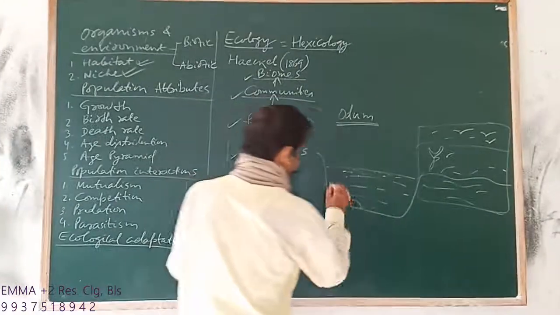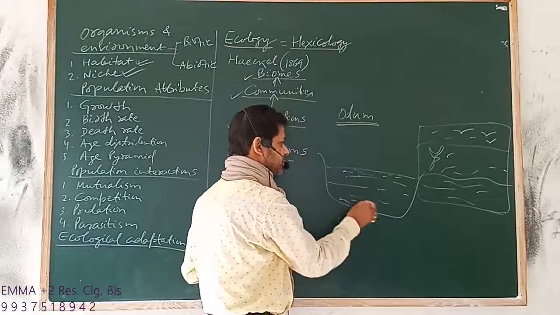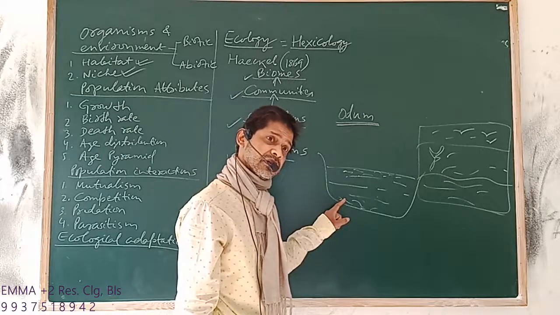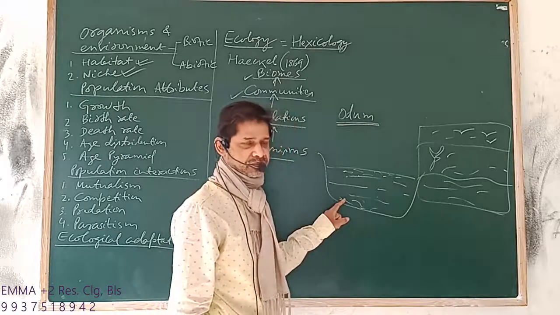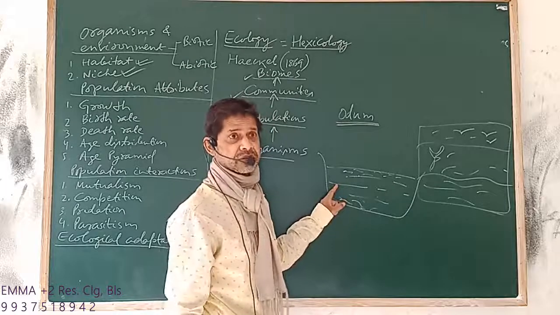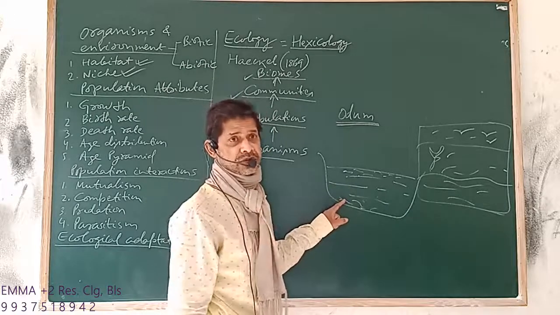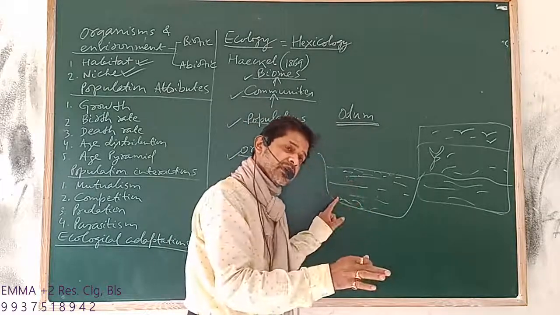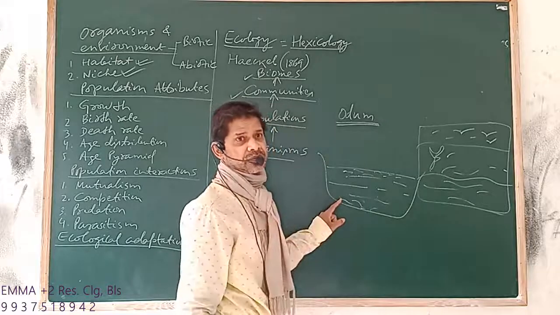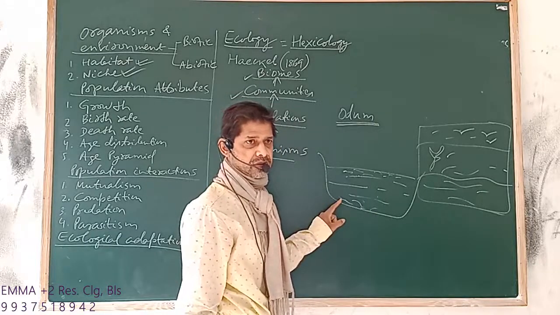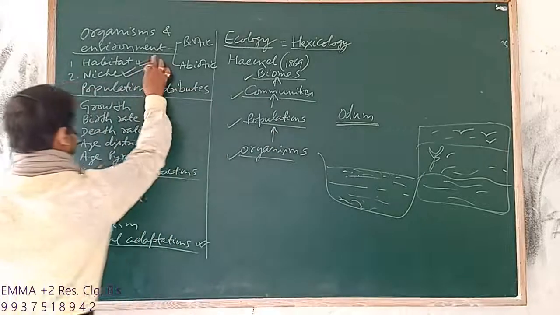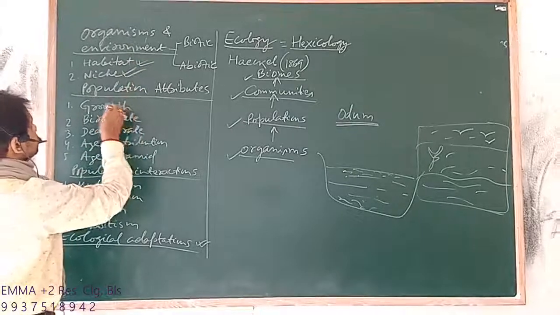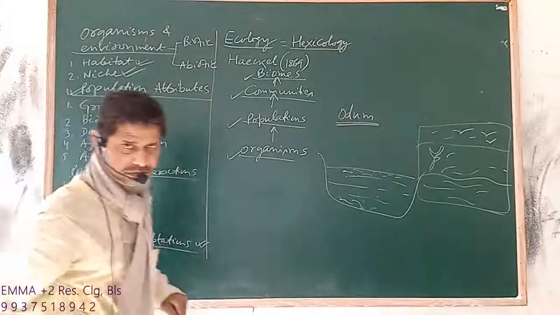So in the same habitat, different types of organisms may live. That means habitat same, but profession may be different. Producers do photosynthesis, consumers eat the producers, and there are decomposers. So all are living in the same habitat. Habitat same, but niche, profession different. Clear or not? So this is 1 mark, this is another 2 marks. Short notes.